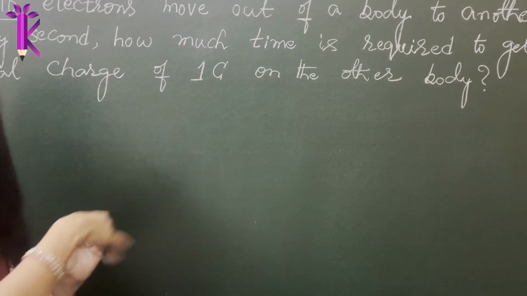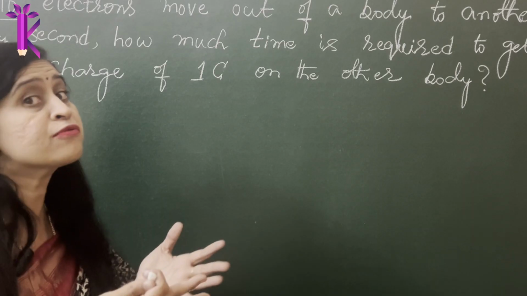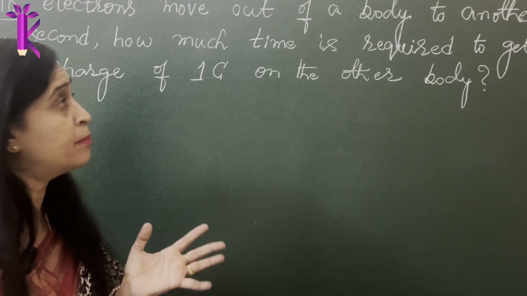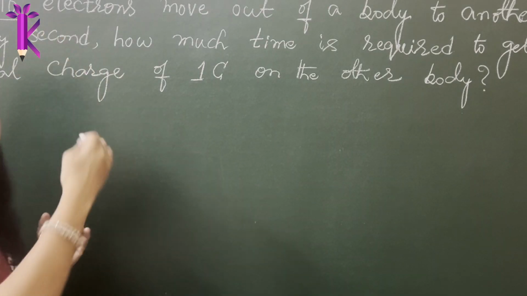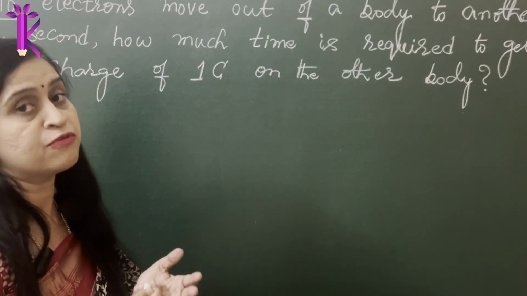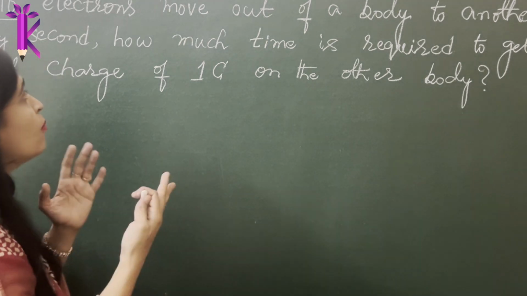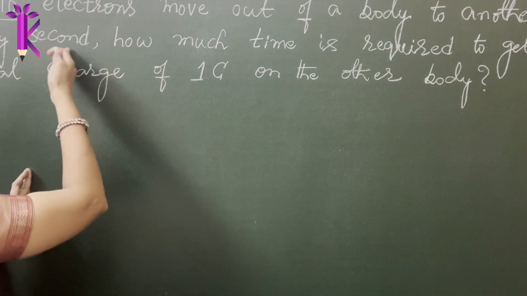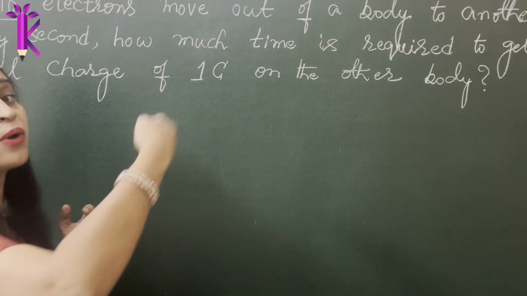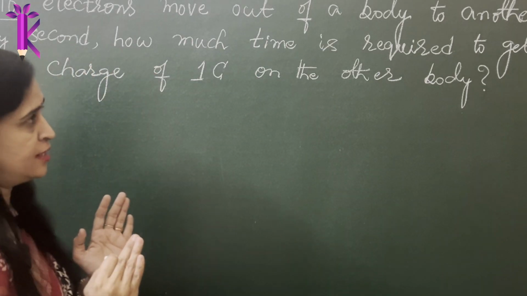They are also saying at what frequency it is happening. So every second 10 to the power of 9 electrons, which is a huge number. When I say 10 power 9 electrons, it means you have 9 zeros after 1, which is a very big number, more than a billion. More than a billion electrons are getting transferred from one body to another body every second. So that's the information given in the numerical.